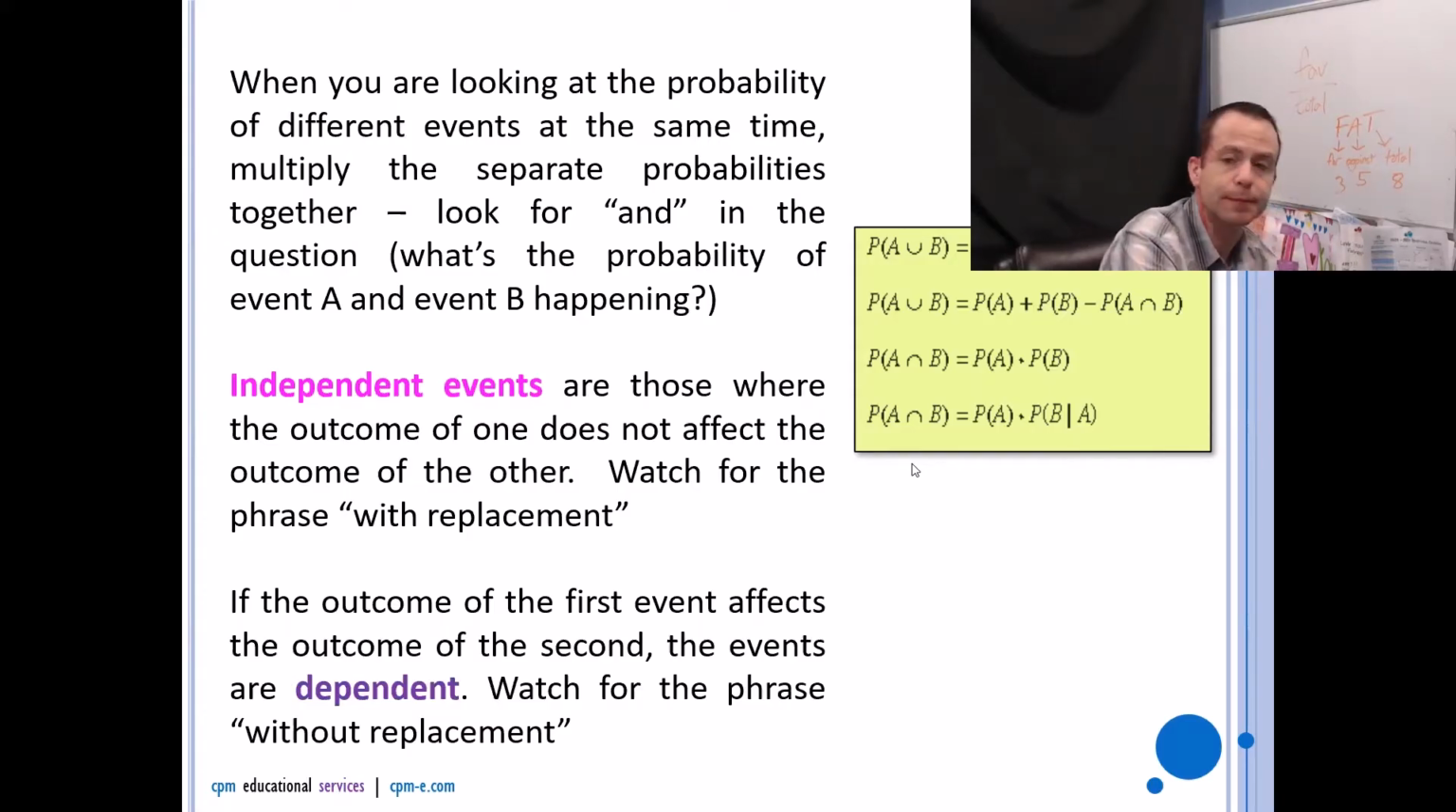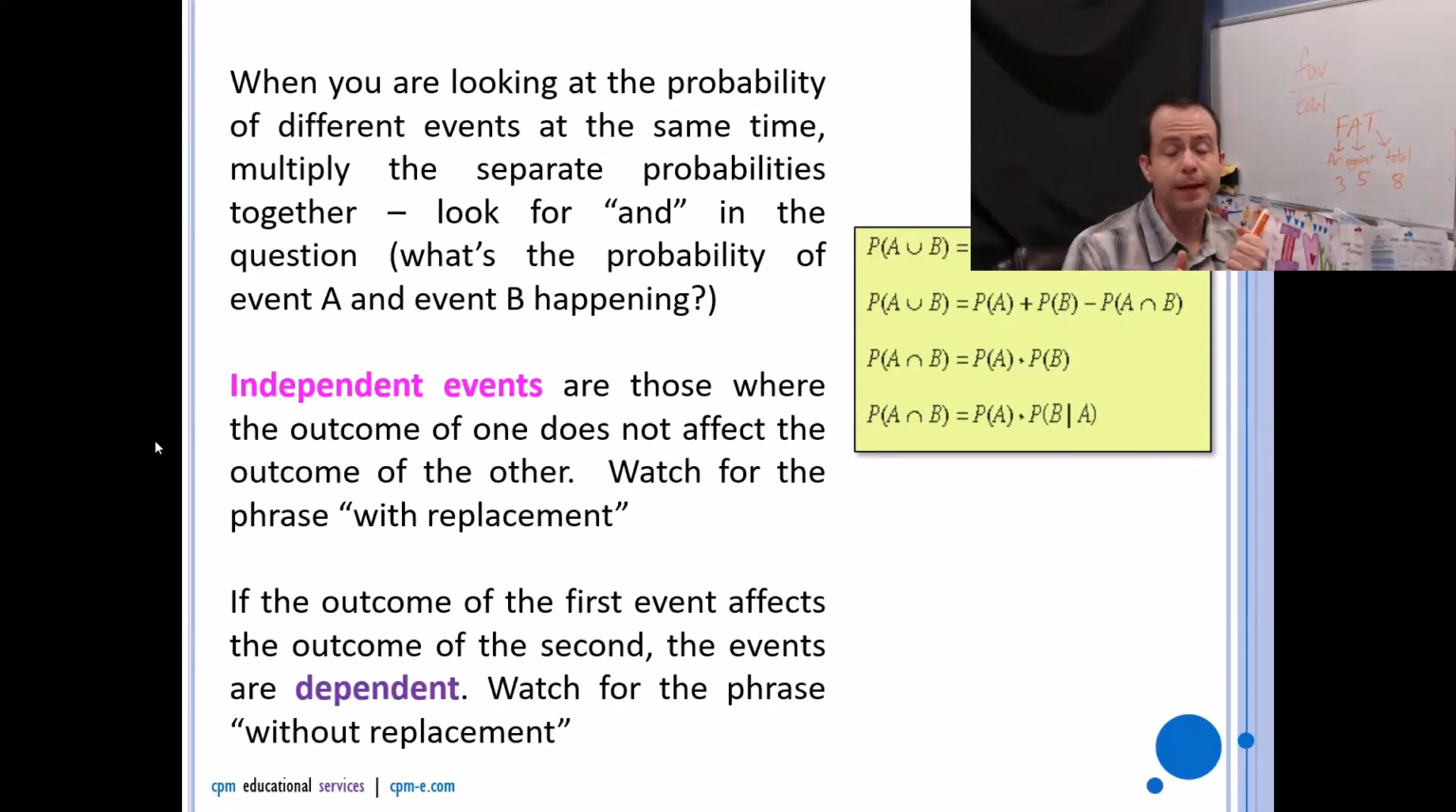So then you would multiply the probability of A and the probability of B together. Independent events are those where the outcome of one does not affect the other. Watch for the phrase "with replacement." So it's like I draw a card, I put it back in the deck, and I draw a card again. Or I grab a marble, I put it back in the bag, and I draw a marble again. Those would be independent events. The outcome of the second event has no bearing on the first event.